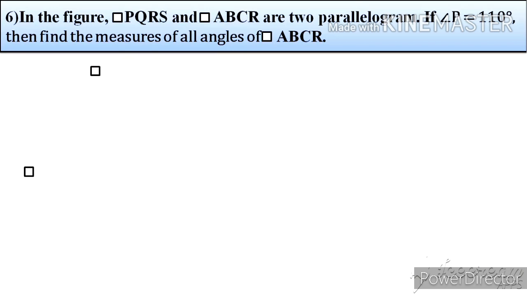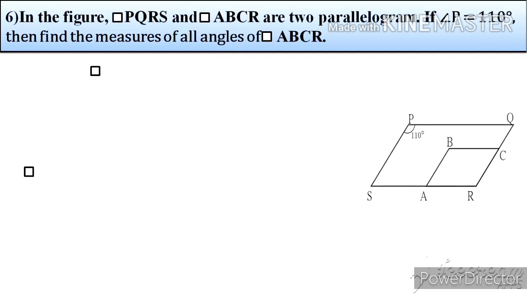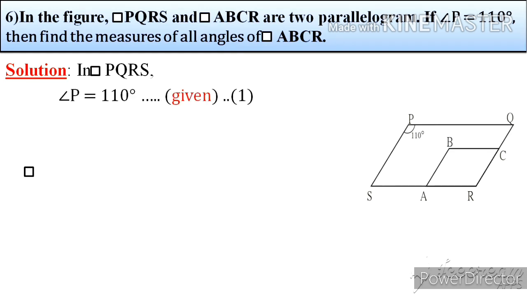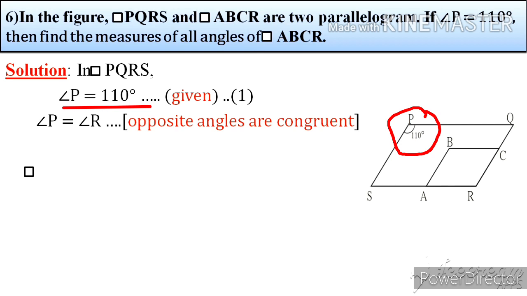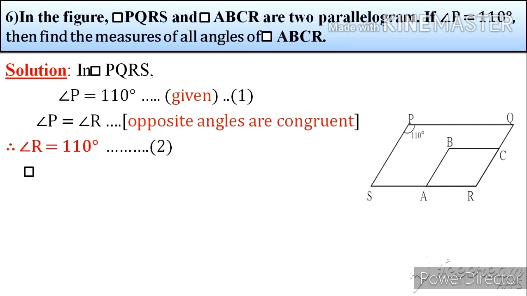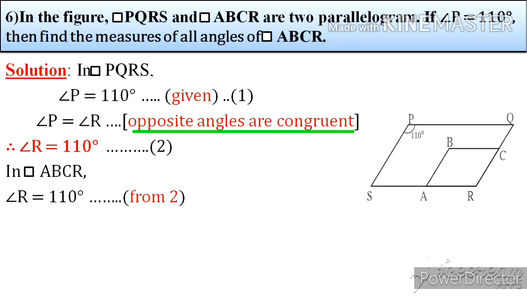Now, question number 6 is, in the figure, quadrilateral PQRS and quadrilateral ABCR are two parallelograms. If angle P is 110 degrees, then find the measures of all angles of quadrilateral ABCR. The figure is given on your screen. Solution. In quadrilateral PQRS, angle P is 110 degrees. Equation number 1. Angle P is equal to angle R, as opposite angles are congruent in a parallelogram. Therefore, angle R we get 110 degrees. Call this equation number 2.